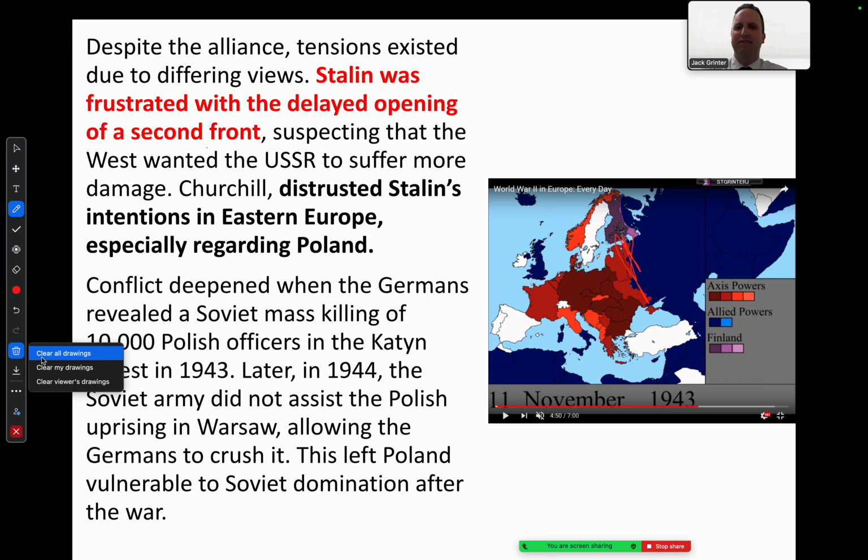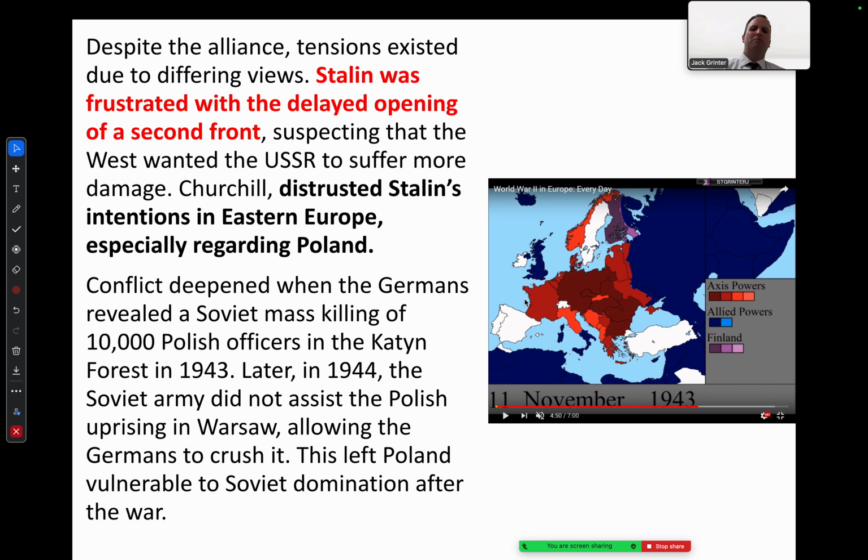And Churchill, the UK Prime Minister, didn't really trust Stalin's intentions in Eastern Europe, and it says there particularly regarding Poland. Churchill was worried what might happen to these Eastern European countries after World War II. Arguably, he was right to think that when we look at what happens later on. But there was also conflict about how the Soviet Union were behaving during World War II.